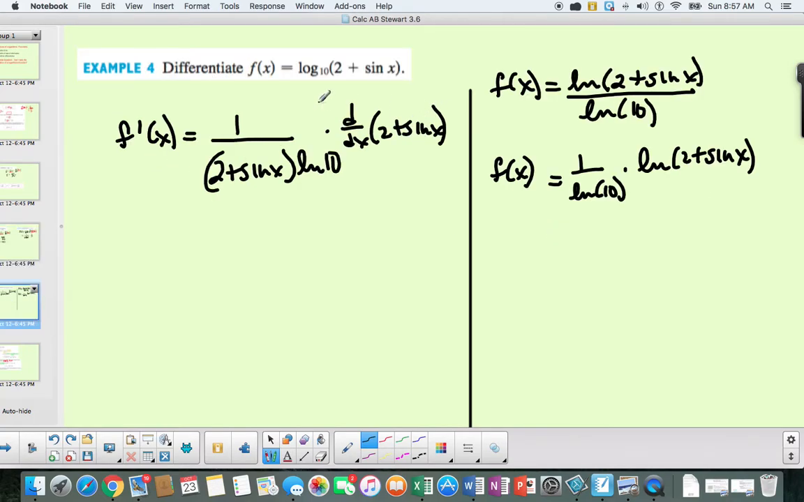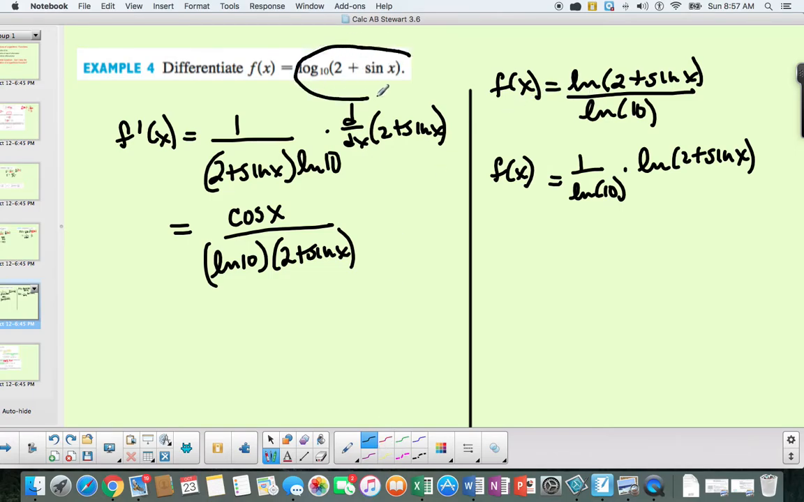All right, here's a log base 10, and I'm going to write 1 over the argument, natural log of 10, and I want to take the derivative of the inner function. So that's going to be cosine of x all over the natural log of 10 times 2 plus sine of x. Now you can approach this in a different way by using a base change formula.